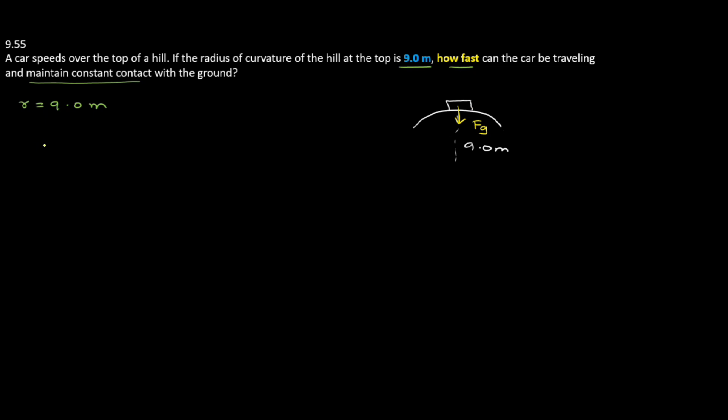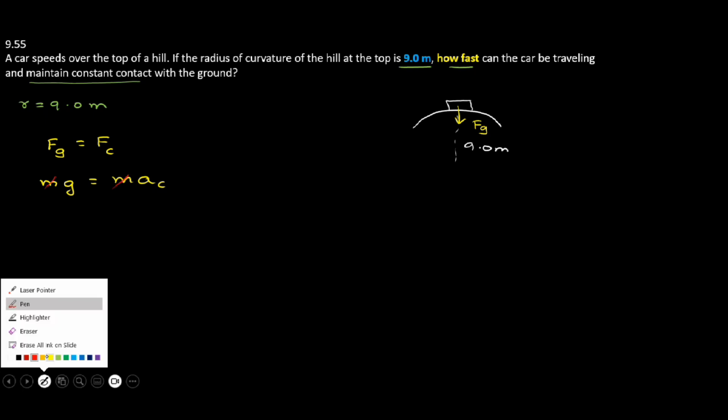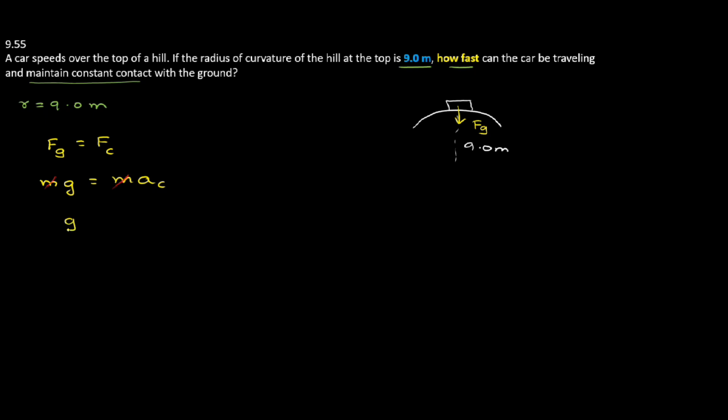So we can equate force due to gravity Fg to be equal to the centripetal force Fc. Now we know force due to gravity is given as mass times acceleration due to gravity. And centripetal force I can write as mass times centripetal acceleration ac. We can cancel off the mass here, and then we get g to be equal to centripetal acceleration ac.